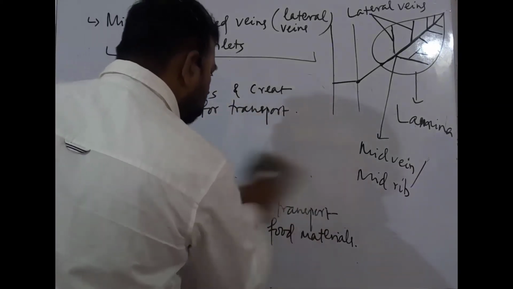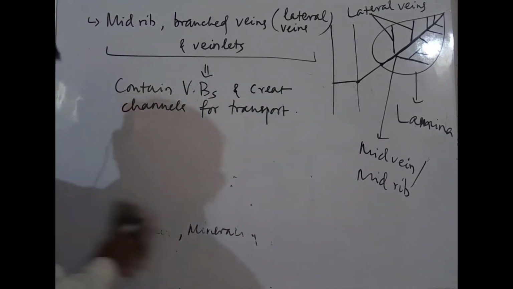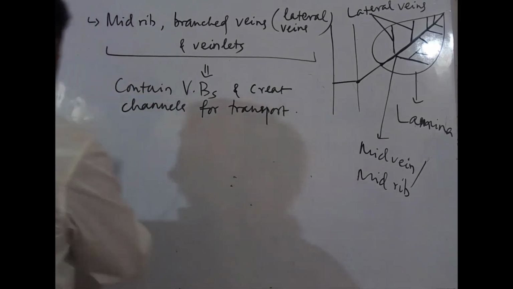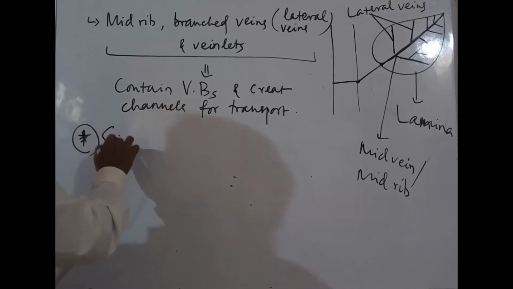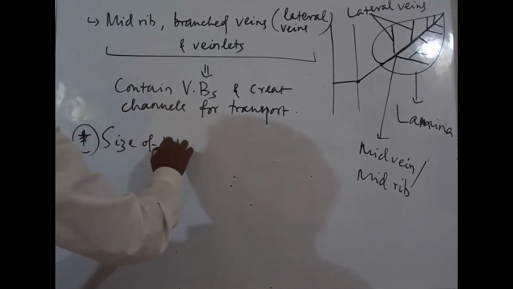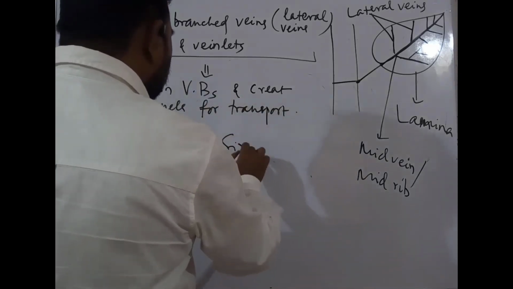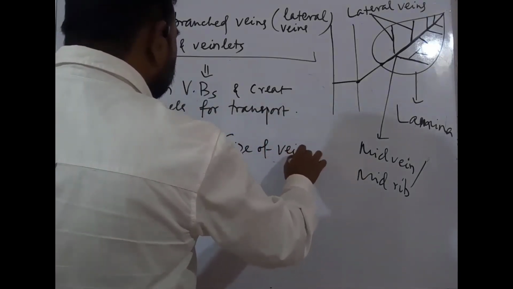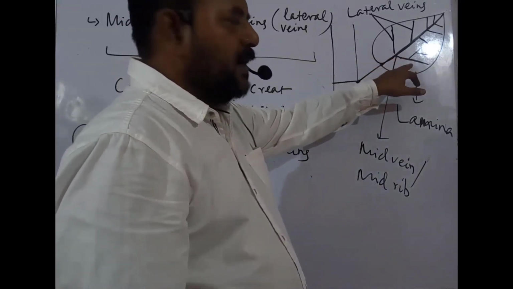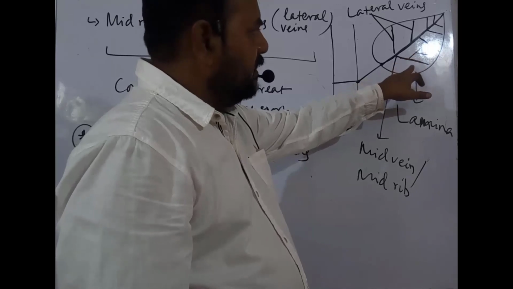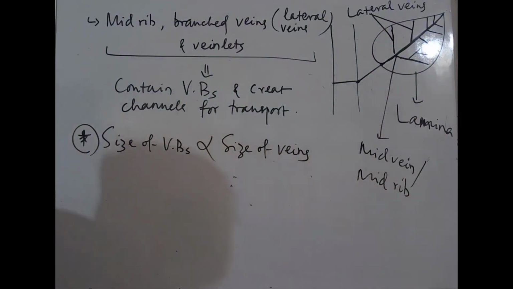ये very important point है. Must note it down. Size of vascular bundles directly proportional to size of veins. इसका मतलब midrib में बड़े साइज का vascular bundle होगा, उसके branch vein में उससे छोटे साइज का vascular bundle होगा, और veinlets में सबसे छोटा vascular bundle होगा.